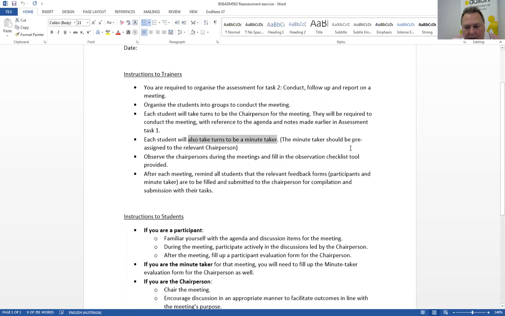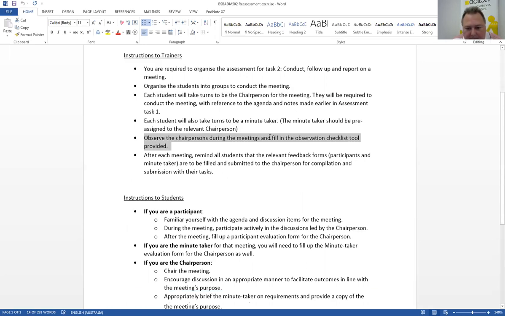The minute taker should be pre-assigned to the relevant chairperson. Observe the chairpersons during the meeting and fill in the observation checklist tool provided. And I showed you that only moments ago. After each meeting, remind all students that the relevant feedback forms, participants, and minute taker are to be filled and submitted to the chairperson for compilation and submission with their tasks.